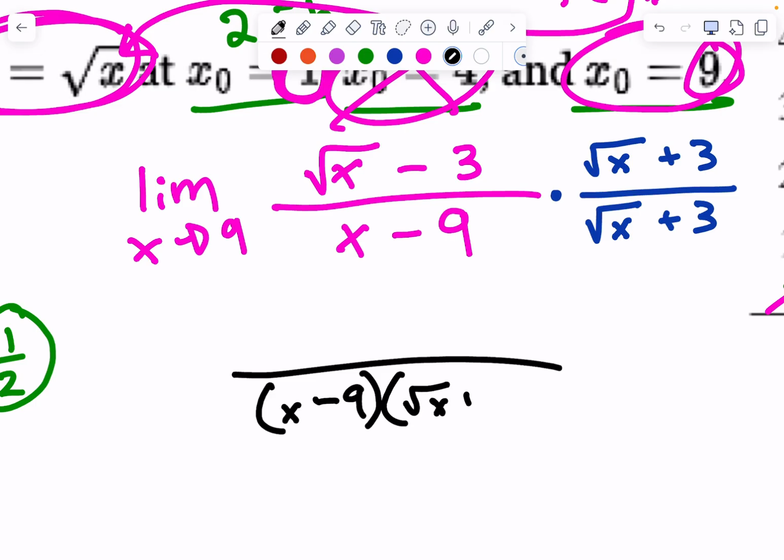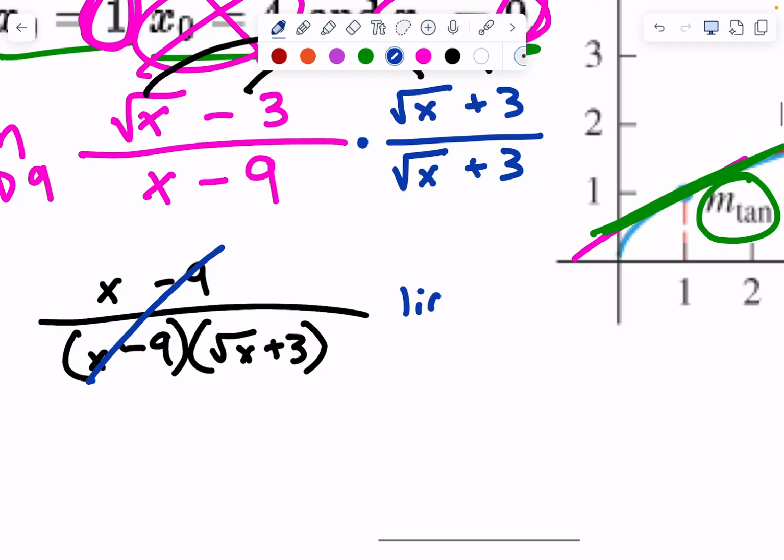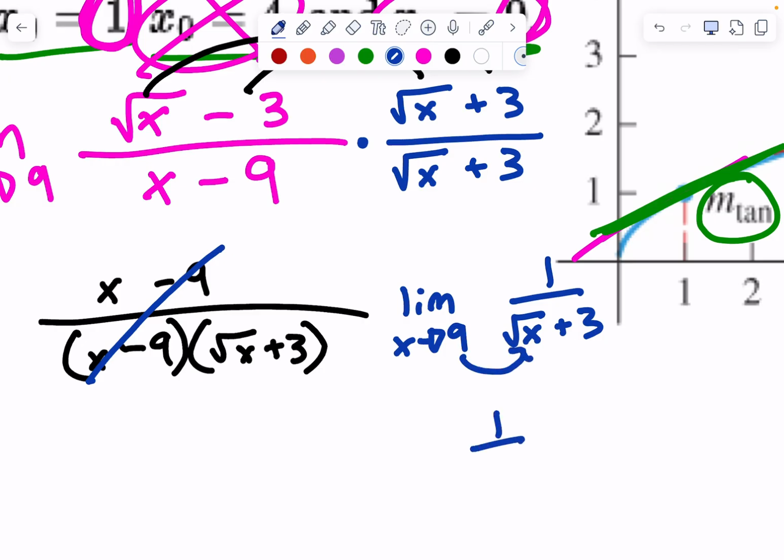But you know it's going to be 1. Okay, so I've got that going on. The square root of x times the square root of x is x. The square root of x times 3 is 3 square roots of x, minus 3 square roots of x, that goes away. Negative 3 times positive 3 is minus 9. So this whole thing is going to cancel with that whole thing. So I end up finding the limit as x goes to 9 of 1 over the square root of x plus 3. If I plug 9 in now, it is 1/6.